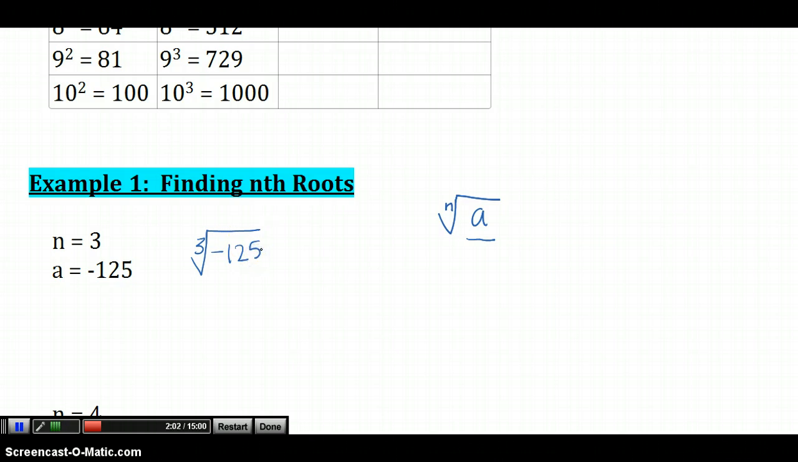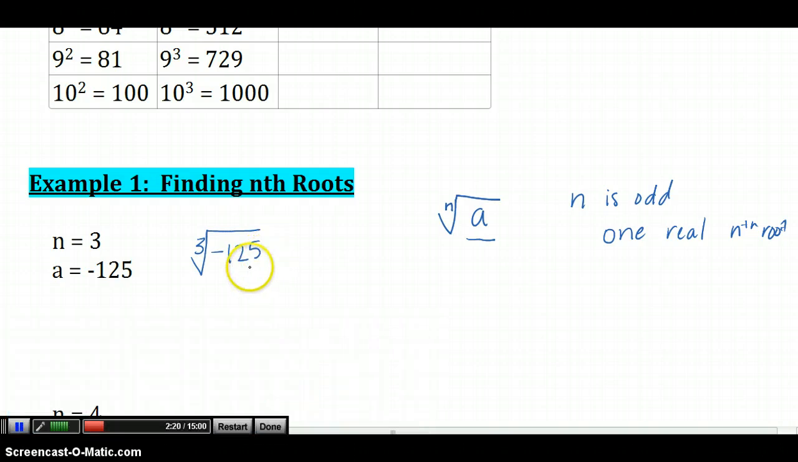Now let me just tell you right now that if n is odd, so if we're looking at an odd root, you will always have one real nth root. So there's only one root. In other words, there's only one number times itself 3 times that's going to give you negative 125. And that number is negative 5.